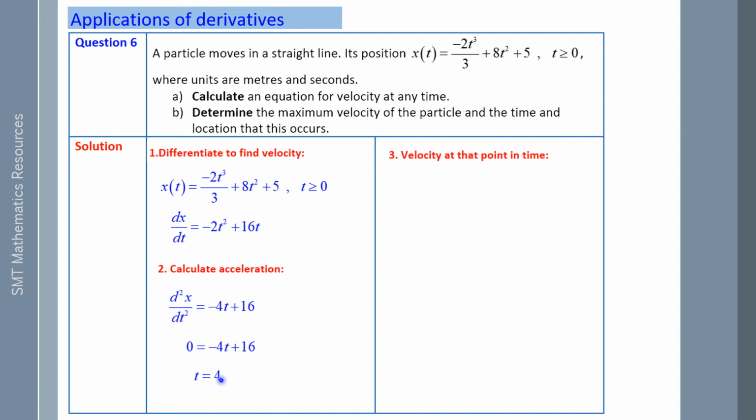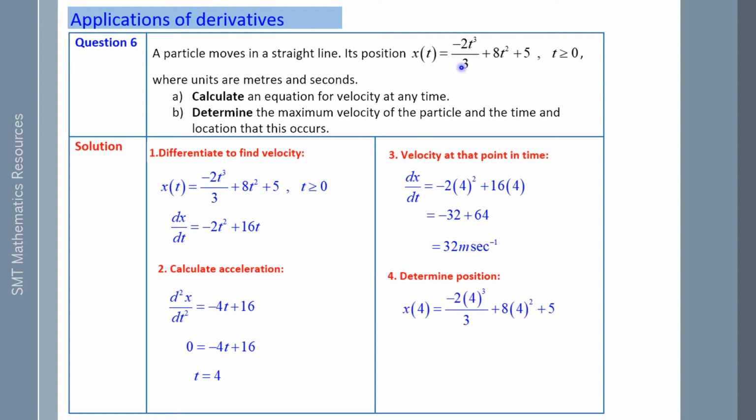Velocity at that time is to sub the 4 back into your velocity equation, and by doing so, I find that it's 32 meters per second. The location is to sub 4 back into the original position function, and if I do that, the object was at a position in a straight line of 218 1/3 meters.